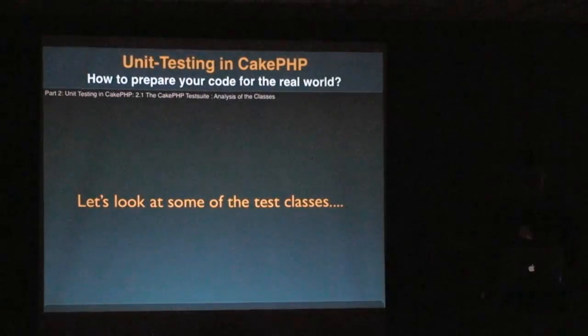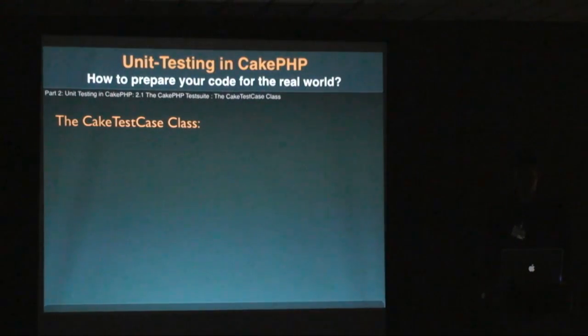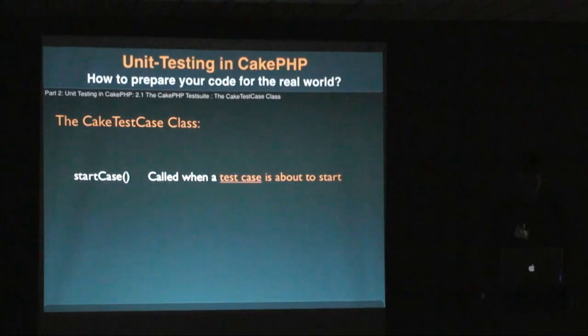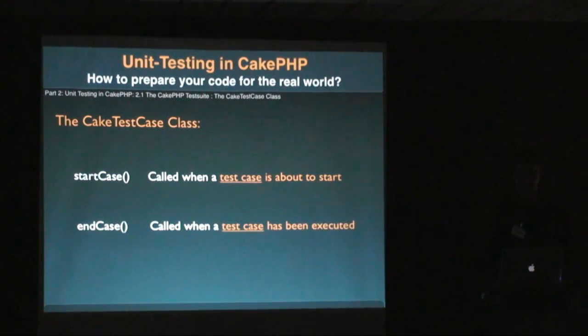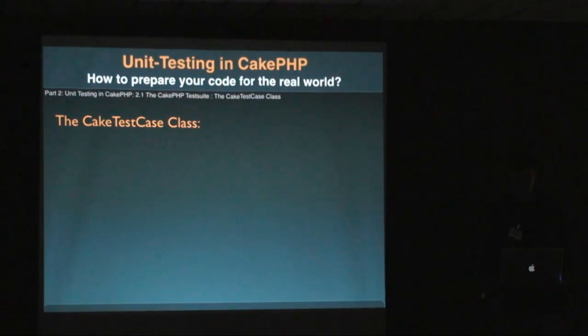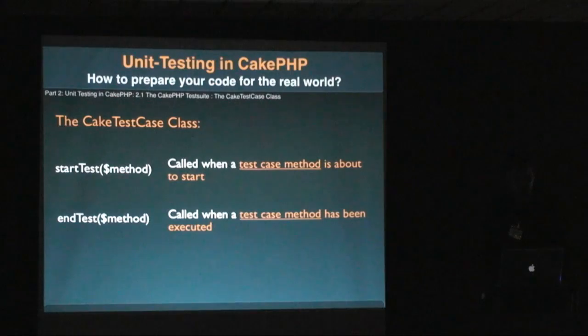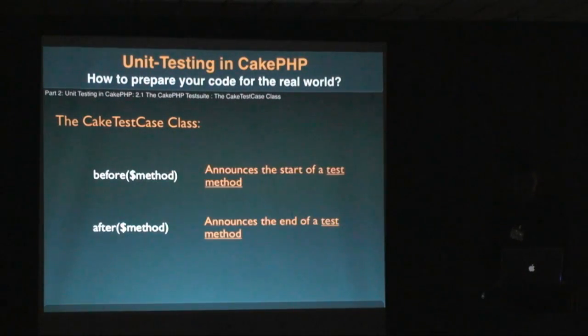All right, so let's have a look at them. The CakeTestCase class contains some callback methods that are run before every test method or before a test case is about to start, and then callbacks for the ending part of that as well, so when a test case has been executed, or when a test method has been executed. For the test case, it's startTest and endTest. And you also get before and after, which announce the start of a test.